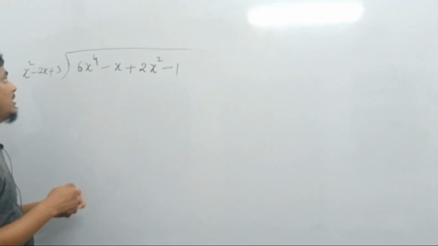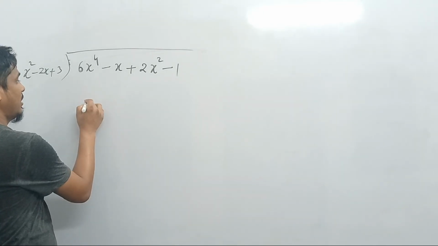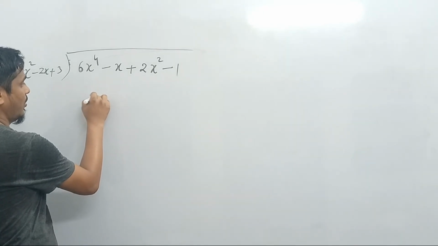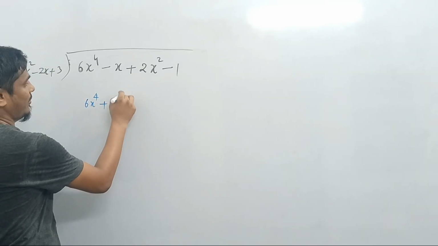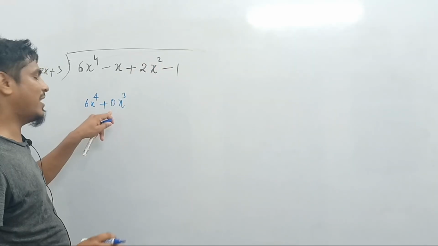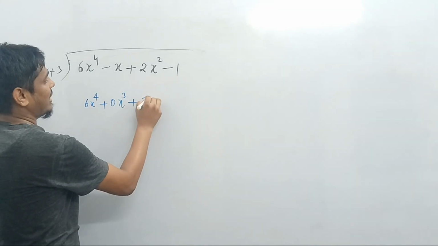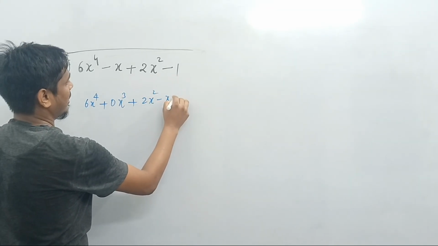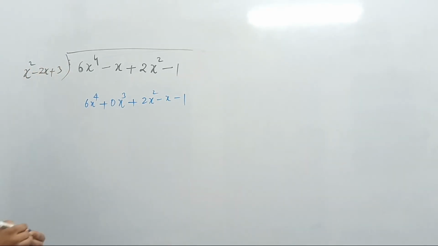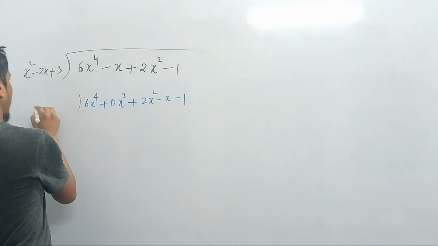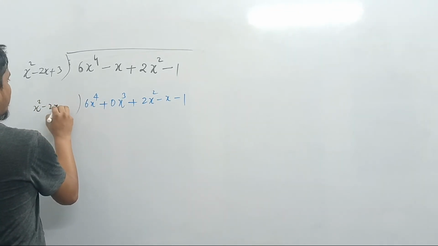So we can write this biquadratic as 6x power 4 plus 0 x cube, as the x cube term is missing, so we write it with coefficient 0. Now 2x square minus x then minus 1. Now this is our dividend. We can now divide this by the quadratic, which is x square minus 2x plus 3.